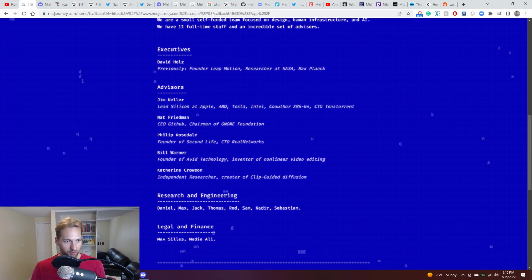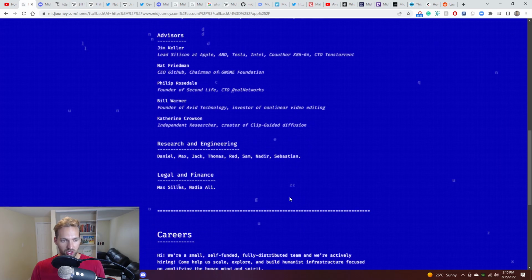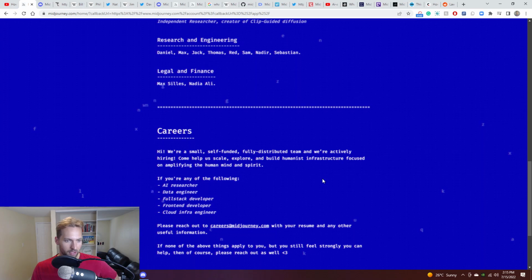A couple other people here who I shouldn't even say just other people: the CEO of GitHub, the founder of Second Life, the founder of Avid Technology, and the creator of Clip-Guided Diffusion, which is a massive library and an incredible contribution to all this stuff that is happening. So they are hiring, so that's good to know.